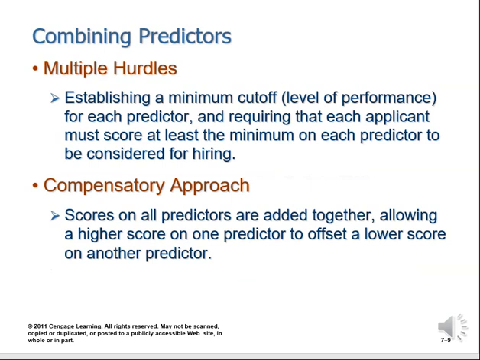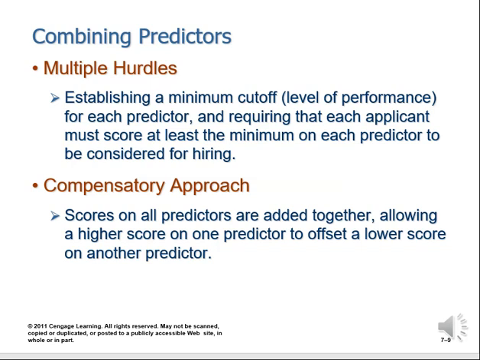Now, there are two different approaches that recruiters can use when looking at predictors and how to use them in the interviewing and selection process. One is called multiple hurdles. Multiple hurdles basically establishes a minimum cutoff level of performance that a person must have across any of the predictors.